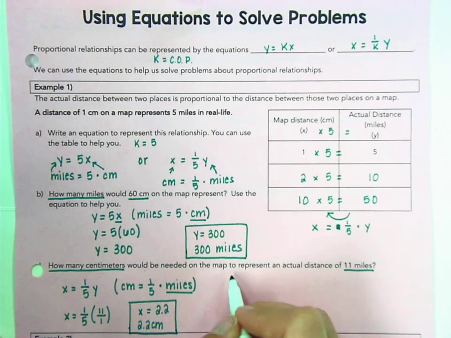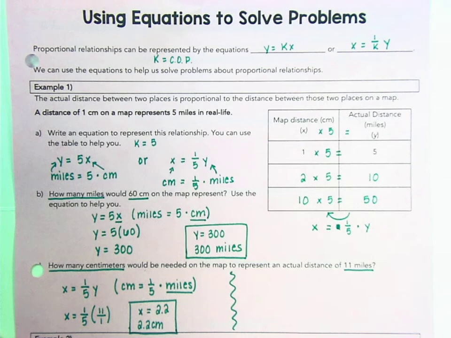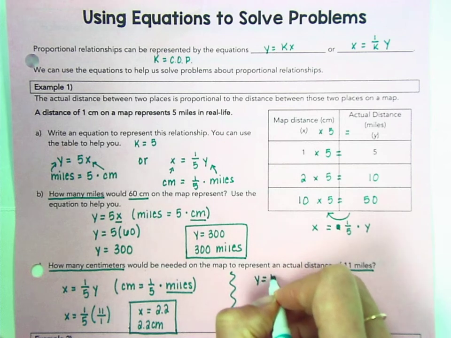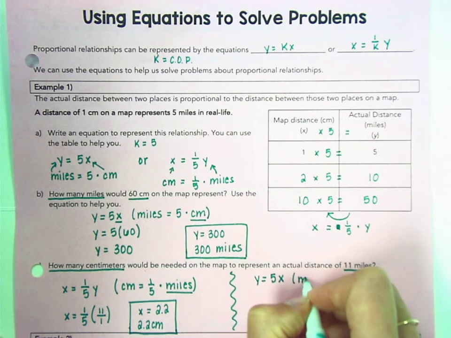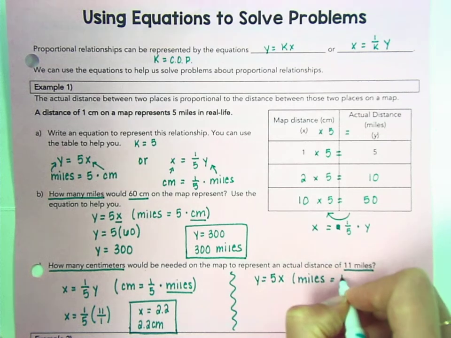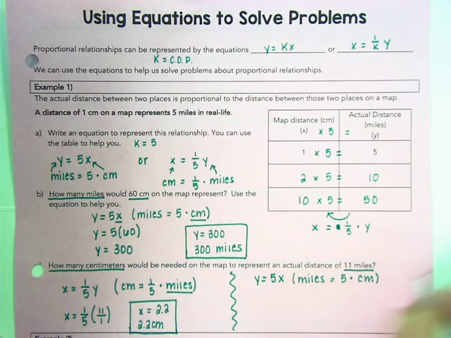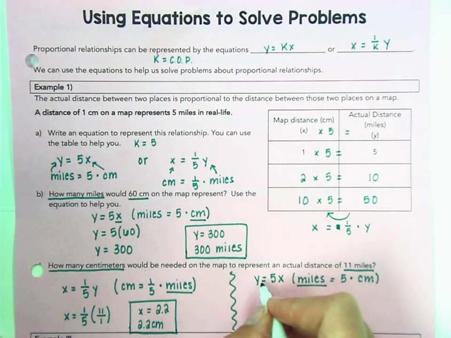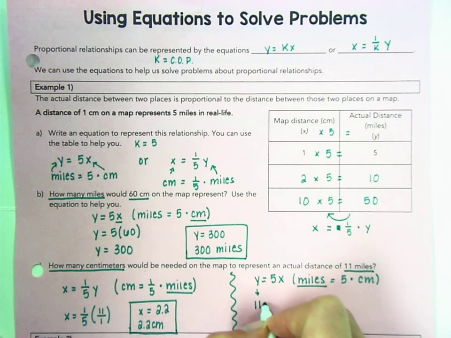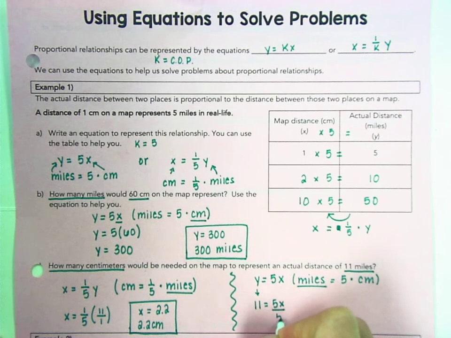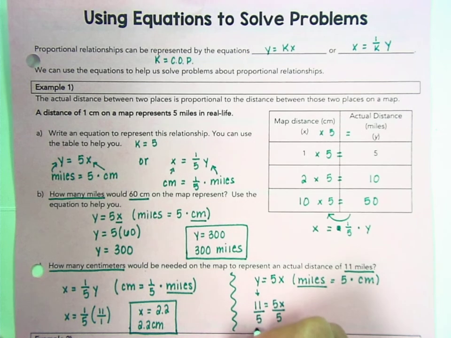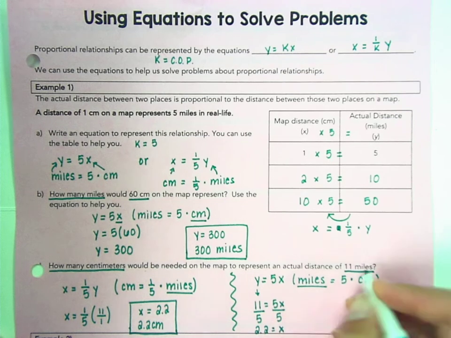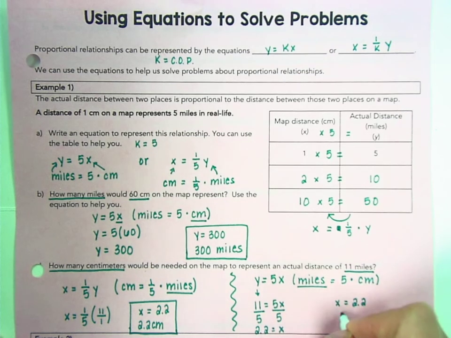We can also choose to stick with one equation. I'm going to show you your second option here. We can choose to use the original equation, y is equal to 5x, which again is telling us miles is equal to 5 times the number of centimeters. And I still know my miles. I can still plug that into my equation instead of replacing it on one side. Now I'm just going to replace it here. So 11 is equal to 5x. And I can solve this one-step equation by dividing both sides by 5. And again, x is equal to 2.2, or 2.2 centimeters.